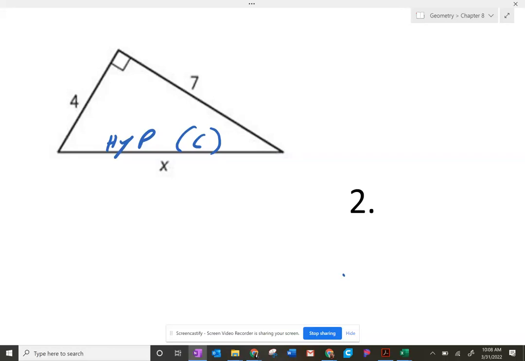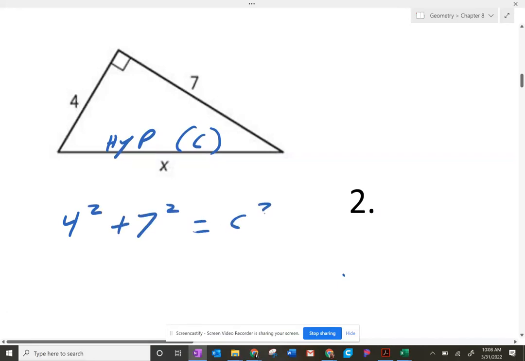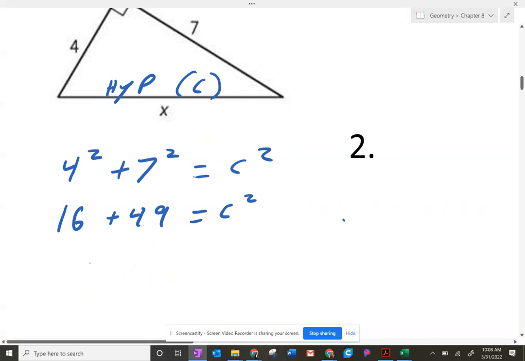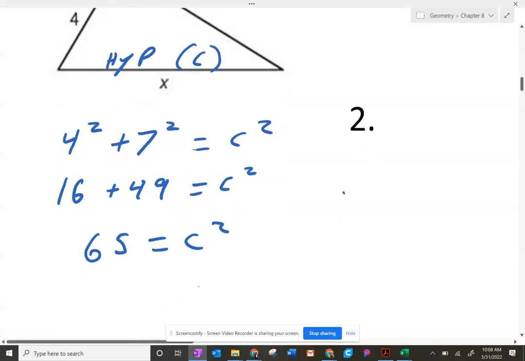So for me to solve this one, it would be 4 squared plus 7 squared equals c squared. And then as I go through and I start to do those steps, it should be 16 plus 49 equals c squared. That gives me 65 equals c squared. So I added those together. And then my final answer is going to be c, because I'm going to square root both sides. So c is going to equal the square root of 65.